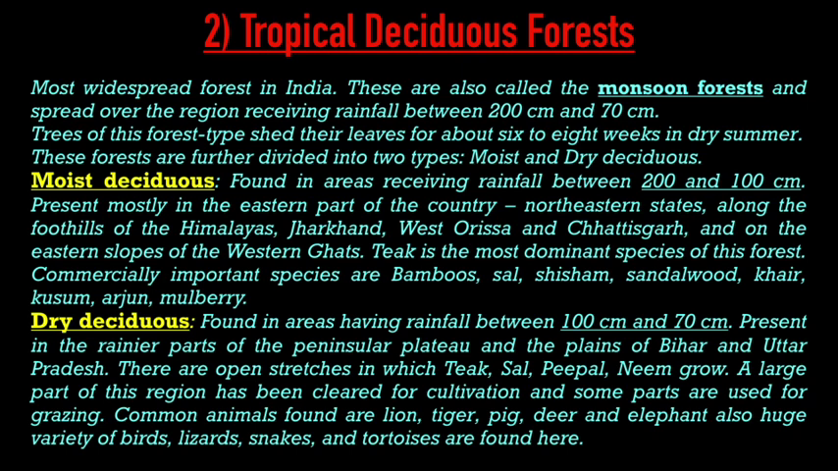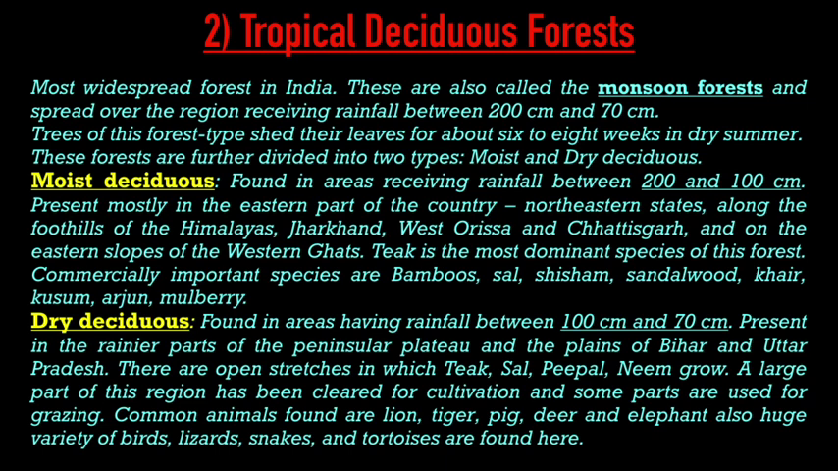Second, dry deciduous forest. These are found in areas having rainfall between 100 to 70 centimeters. They are present in the rainier parts of the peninsular plateau and the plains of Bihar and UP. There are open stretches in which teak, sal, peepal, neem grow. A large part of this region has been cleared for cultivation and for grazing of the cattle.